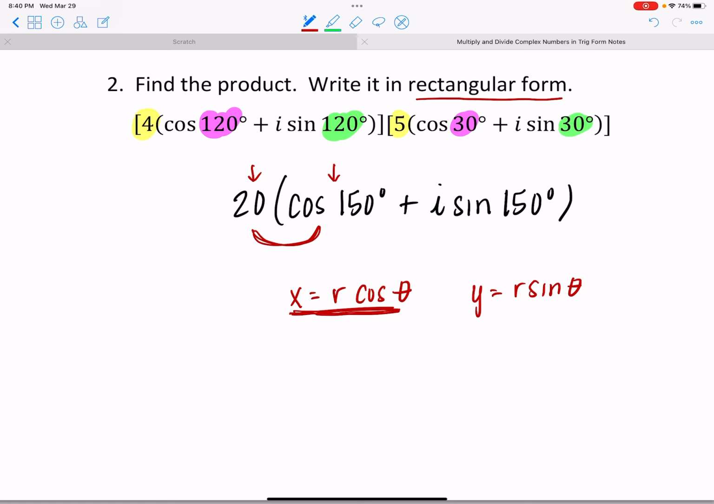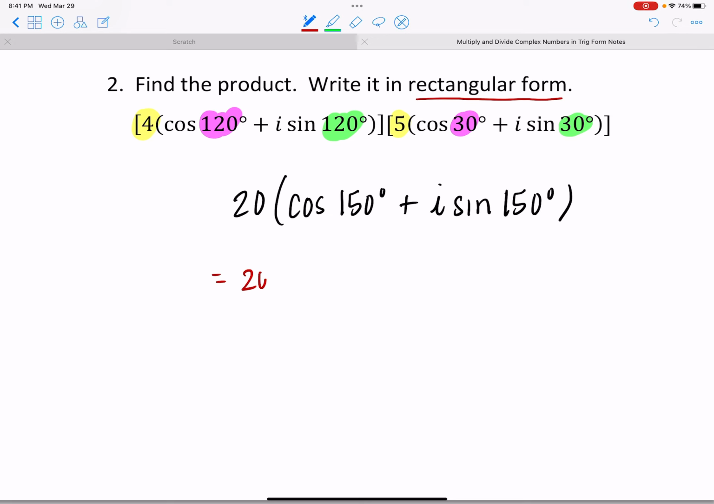Here's my r, again, here's my sine of theta. I can just do that evaluation and multiplication right here. So I'm not going to use these formulas to do any separate work when everything I need is right here in the polar form. So I'm going to evaluate what I have inside of the parentheses here. So to make this rectangular form, I'm going to leave the 20 for a second. I'm going to find the cosine of 150.